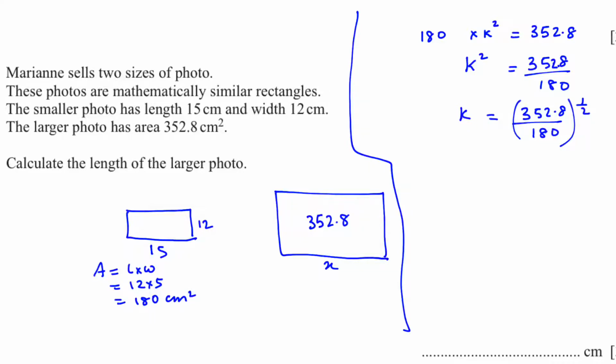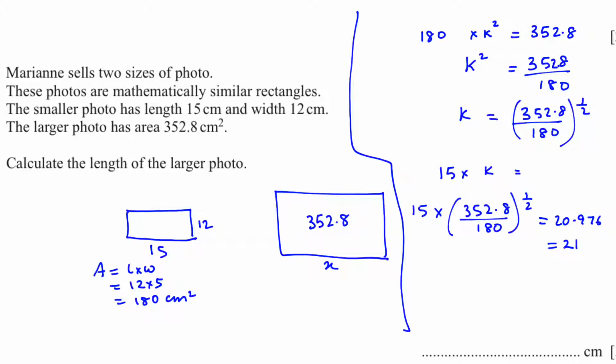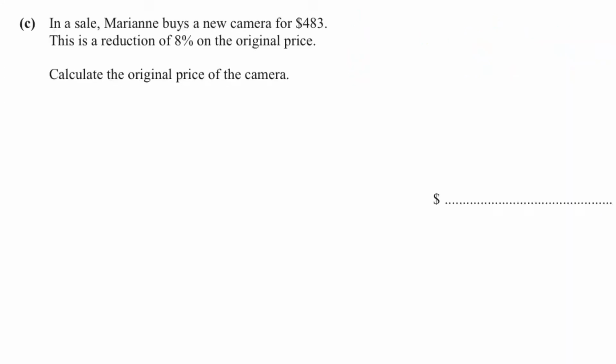Now that you know the scale factor and you want to find the length of the small rectangle, which is 15, 15 multiplied by the scale factor will give you the length of the big rectangle. So 15 multiplied by 352.8 over 180 to the power of half. We'll get 20.976. You round it to one decimal place, you will get 21 centimeter. So that is the length of the larger photo.